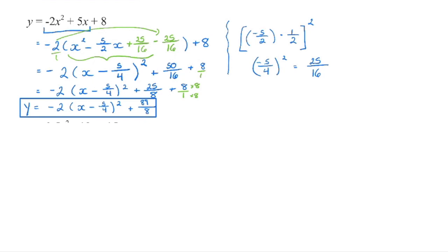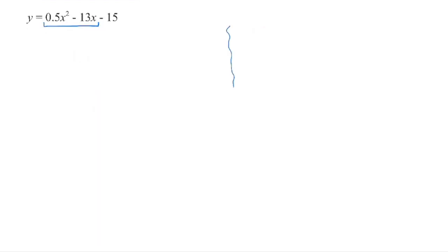And then again, quickly, FOIL this out, distribute in the -2, combine your like terms to make sure that you do in fact have the same standard form. And one more just for good measure. So I'm going to begin by factoring out my a value from the first two terms.